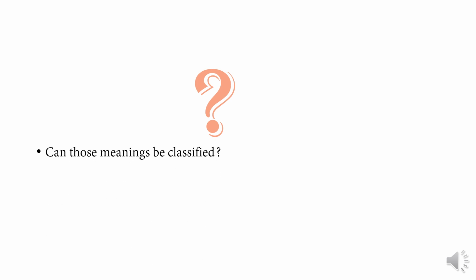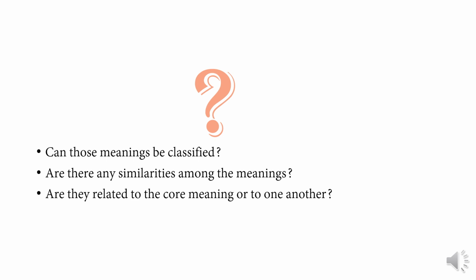So, how do we teach this to our students? Do we tell them to memorize all these meanings of one single word? Can those meanings be classified? Are there any similarities among the meanings? Are they related to the core meaning or to one another? We need to consider these questions when teaching polysemy.